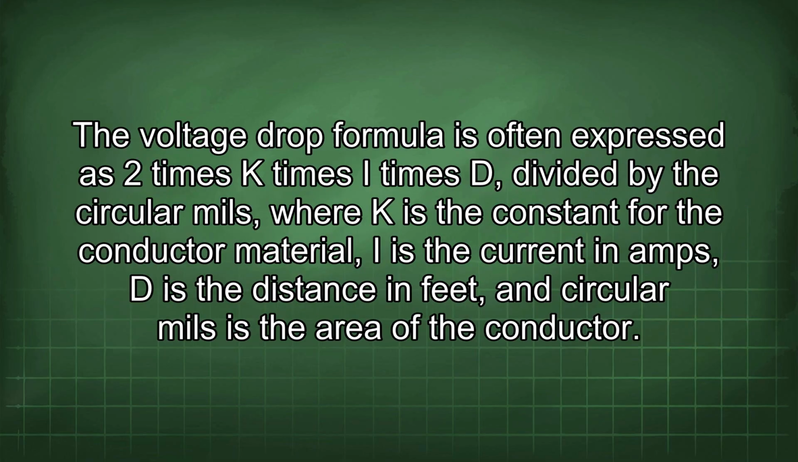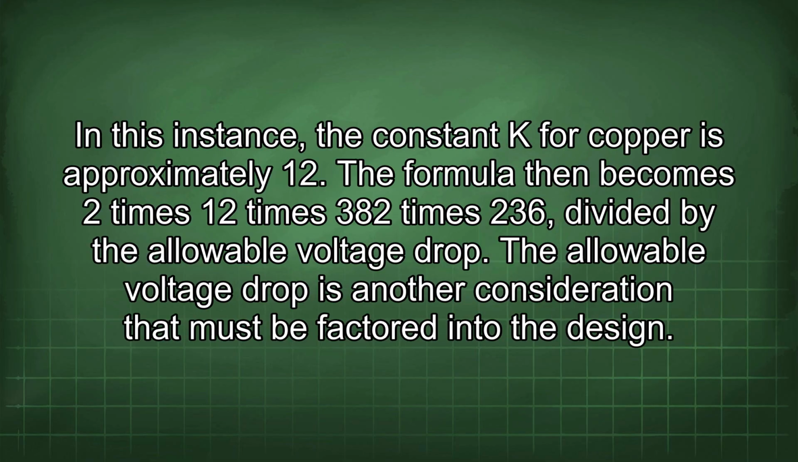The voltage drop formula is often expressed as 2 times K times I times D divided by the circular mils, where K is the constant for the conductor material, I is the current in amps, D is the distance in feet, and circular mils is the area of the conductor. In this instance, the constant K for copper is approximately 12. The formula then becomes 2 times 12 times 382 times 236, divided by the allowable voltage drop.